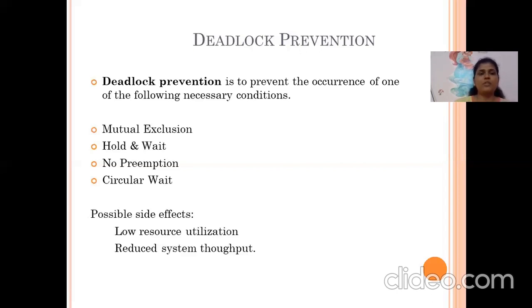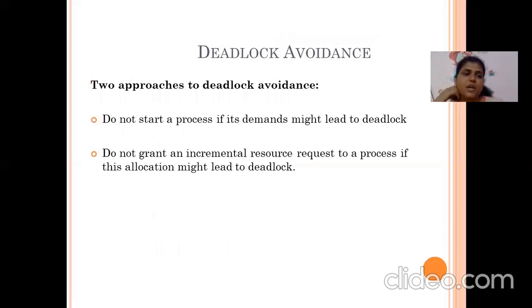This is deadlock prevention. The second approach is deadlock avoidance. To avoid the deadlock, what do we need to do? We can do two things. One is that we will not start a process whose demands will lead to the deadlock. Suppose we have only three resources available with us and some newly created process requires four resources. We will not allow that newly created process to start its execution because anyway it is not going to be completed with the available number of resources in the system.